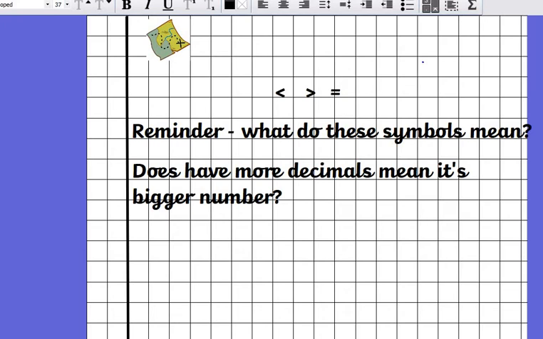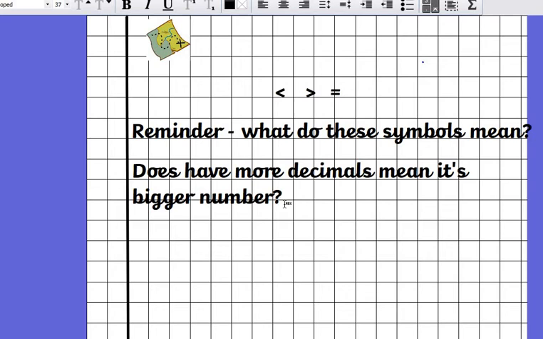So, quick reminder. We've got greater than, less than, and equal signs, and we're going to use those signs. Now, always remember the crocodile. The crocodile always eats the larger prey. It's always really hungry, so it's not going to go for a small piece, it's going to go for the larger prey. So we've got the open crocodile here. So less than, greater than, and equal. When it's balanced, nice and equal. So that's what those symbols mean.